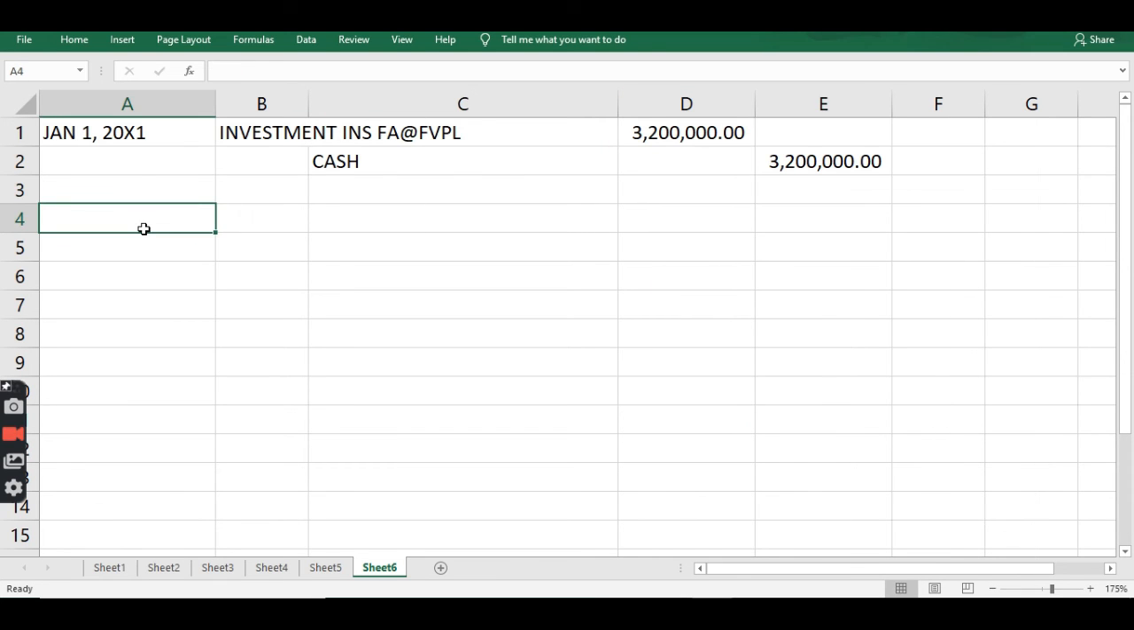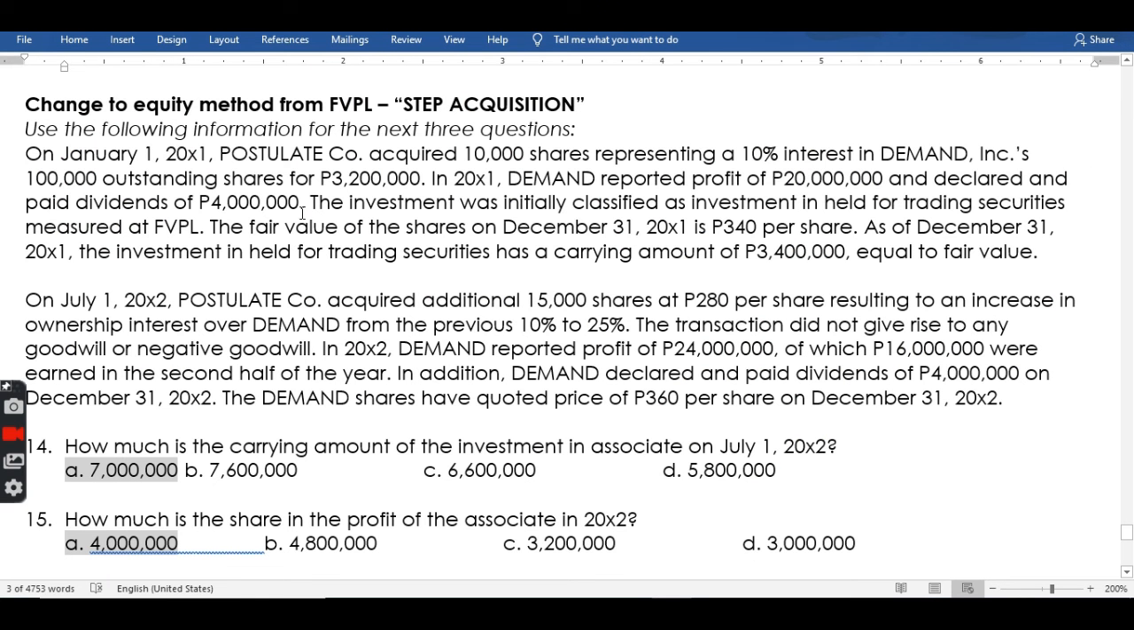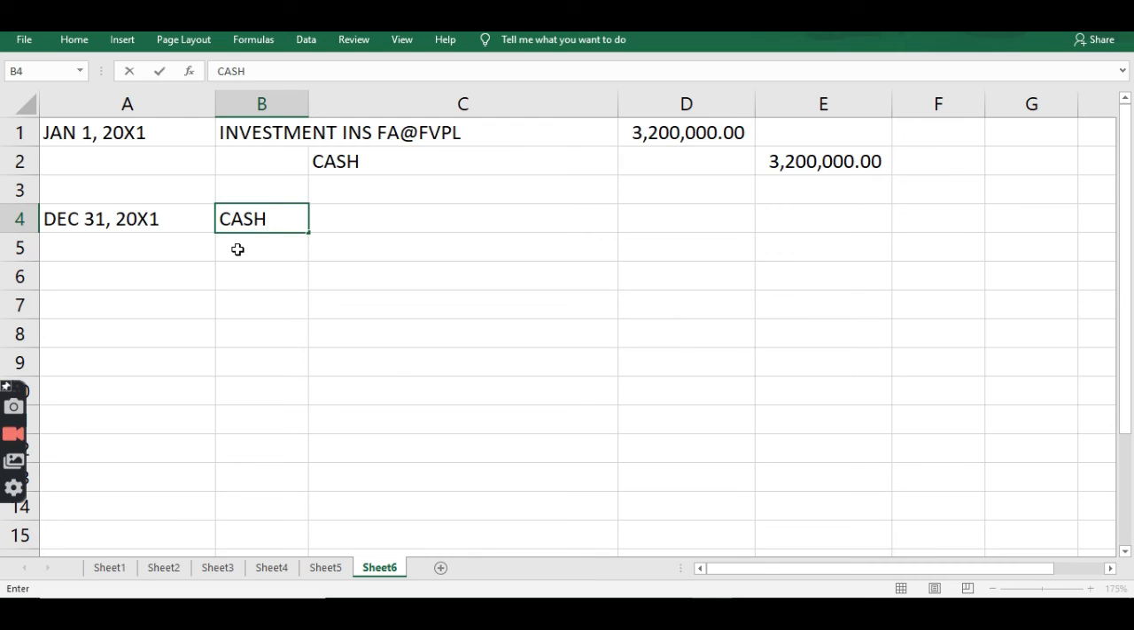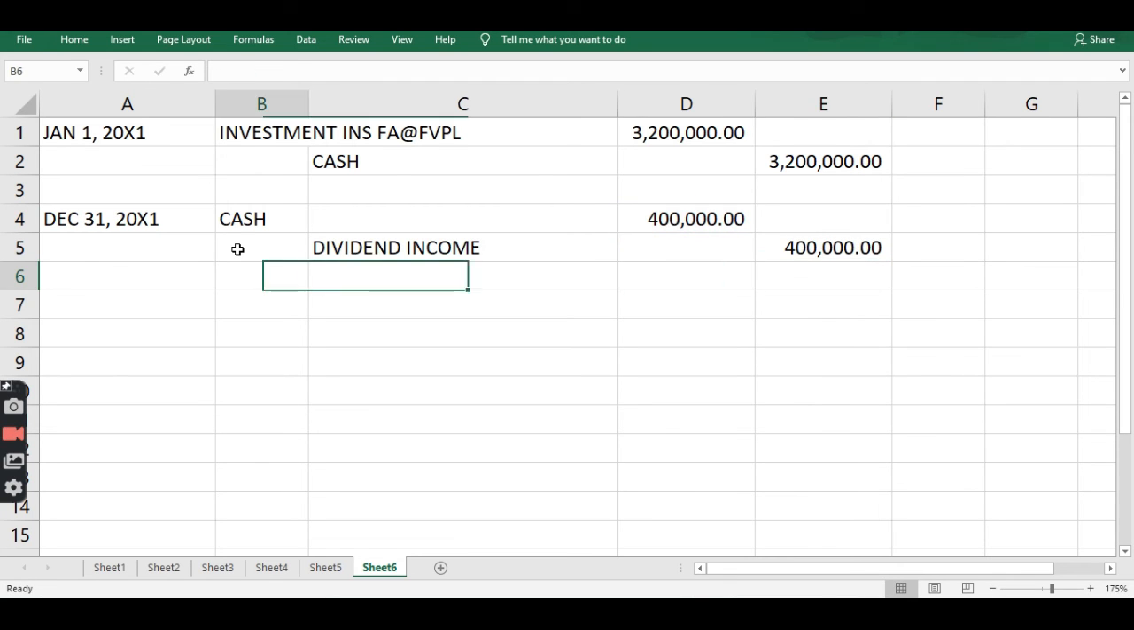Okay. Ang next na mangyari dyan, pagdating ng December 31, 20x1. Ang sinabi, nag-report ng profit na 20 million and declared and paid dividends of 4 million. So dito lang tayo magkakaroon ng journal entry, yung pagkaka-declare ng dividends na 4 million, atin yung 10%, so 400,000 yun. So recognize tayo ng cash dito, credit tayo ng dividend income. Okay, that's 400,000. Yung 10% nung dividends na dineclare.